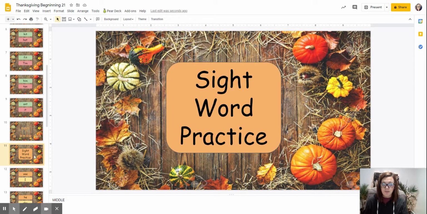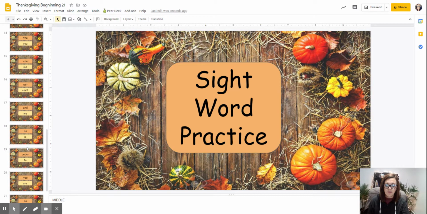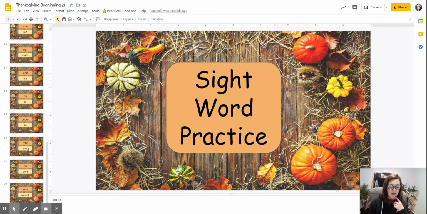And then the bottom section are the sight words. We learn at least one sight word per lesson. So these are all of the sight words that we have done already in lesson 21. You can use those as flashcards. The more they practice, the more comfortable they get with them.